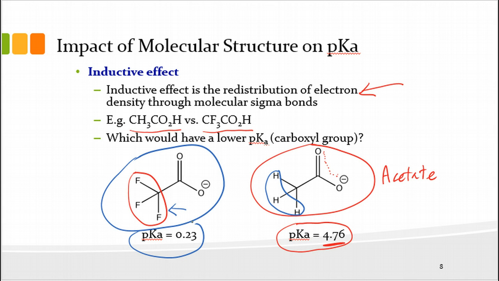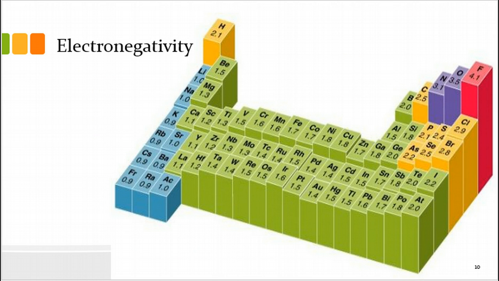Why is that? Fluorine is very electronegative. It's the most electronegative atom on the periodic table. So if you remember back to chemistry, electronegativity is a measure of how much an atom will attract electrons. And look at fluorine, it's the largest one, 4.1. It's double the electronegativity, and this is on the Linus Pauling electronegativity scale, of hydrogen.